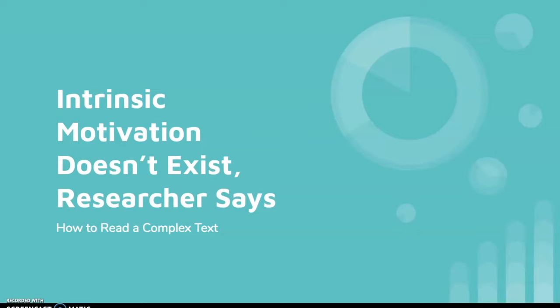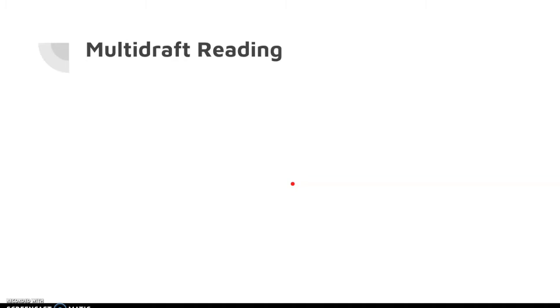Okay, 7th grade. Today what we are going to do is talk about an article, or at least part of an article, called Intrinsic Motivation Doesn't Exist, Researcher Says. But what we're mostly going to be talking about is how to read a complex text. This article is one of the most complex texts we're going to see this year. So, let's get into it.